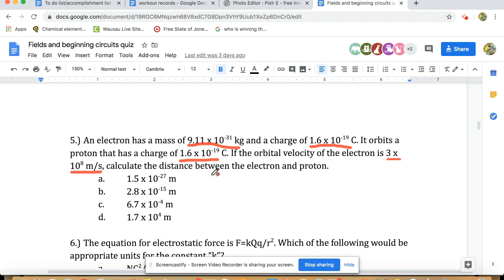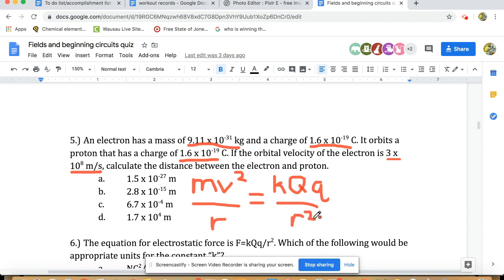Well, this one is an orbital force, centripetal force, which is mv squared over r. And that force has to come from something. It's going to come from the electrostatic attraction between the two particles, which is equal to k times q times q over r squared. Now, we're trying to solve for r. Now, that's the distance between the two. Now, this r can cancel out with one of these r's. So we have mv squared equals kqq over r. We're rearranging to solve for r.